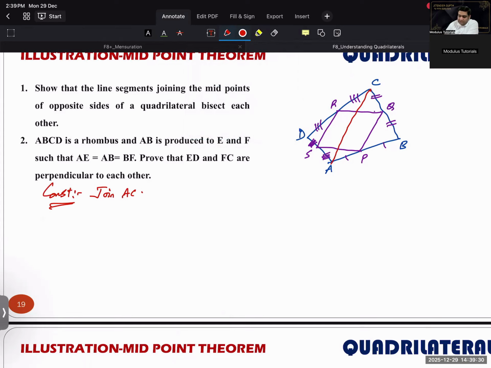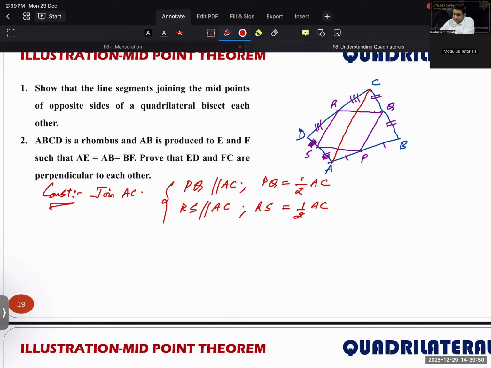Because P and Q are the midpoints, what will we say? PQ is parallel to AC and PQ is half of AC by the midpoint theorem. Similarly, guys, RS will be parallel to AC and RS will be equal to half of AC, right? So PQ is parallel to RS and PQ is equal to RS. Now that means one pair of opposite sides is parallel and equal, right? So therefore we have the license to say PQRS is a parallelogram. I hope this is clear.